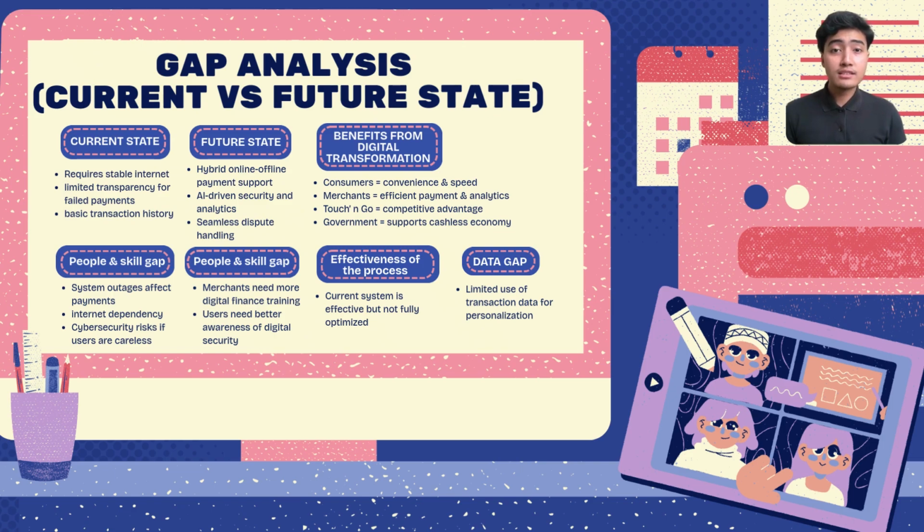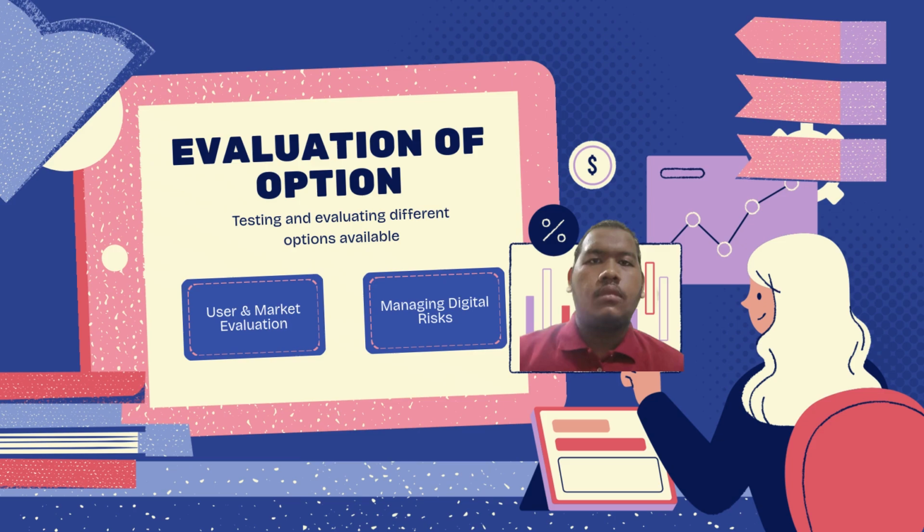Finally, digital transformation benefits many stakeholders. Consumers enjoy faster, safer, and more convenient payment methods. Merchants benefit from efficient payment processing and access to valuable transaction data. Touch 'n Go's strength is its competitive advantage in the digital payment market. Meanwhile, the government benefits by supporting the growth of a cashless economy.